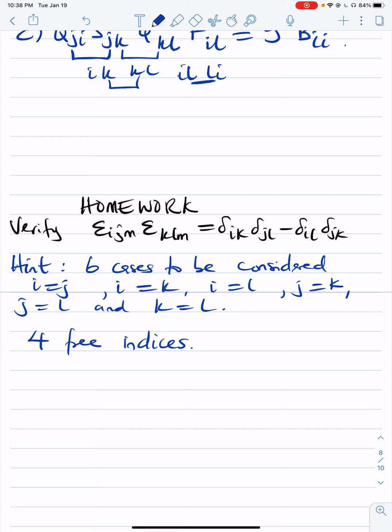So in the next tutorial session, this is a very common expression to know. You can memorize it, it can be your cheat sheet also. You can also attempt to solve it and see what you get. The hint I'm providing is that you have to consider 6 cases. I equals j, I equals k. Just make these substitutions for the 4 free indexes, and see what you get.